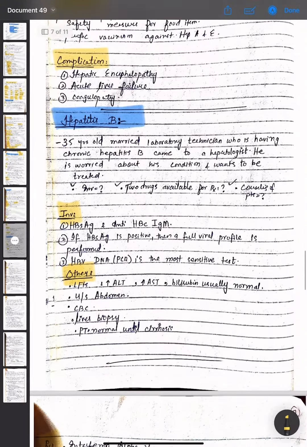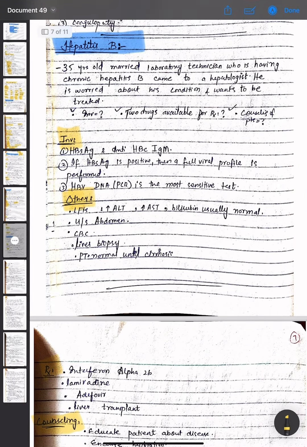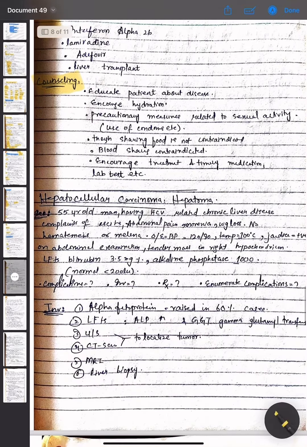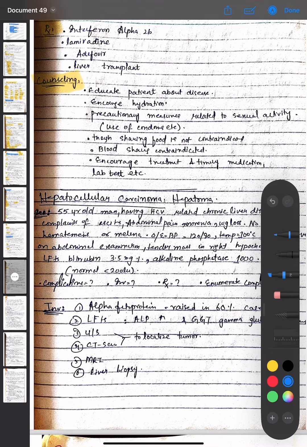So we have discussed the topic of hepatitis B, the investigation options that are done for it, and the other investigations, then the treatment options, and then the counseling of the patient. Now coming towards hepatocellular carcinoma.